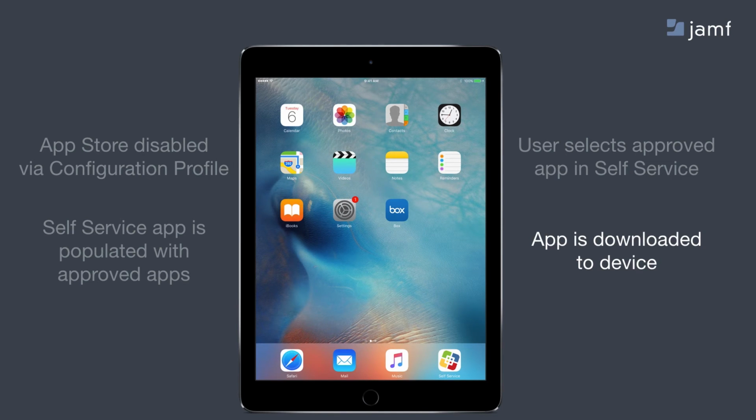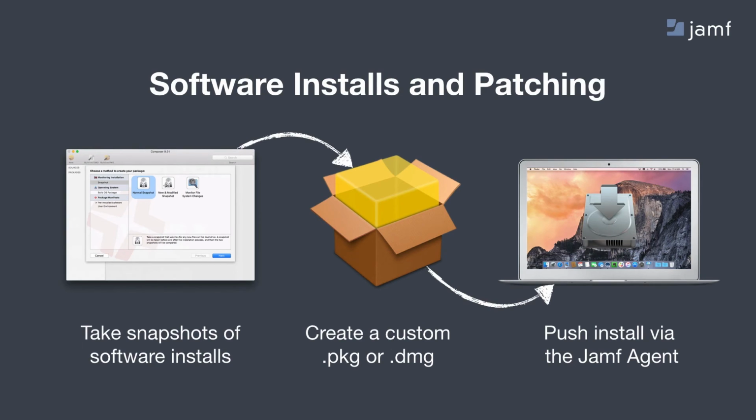Now, the Mac has a lot of software out there that's not in the Mac App Store, namely Photoshop and namely Microsoft Office. So you need another method of deploying software, and that's what our agent is able to do. With Jamf Pro, you can take snapshots of a software install.